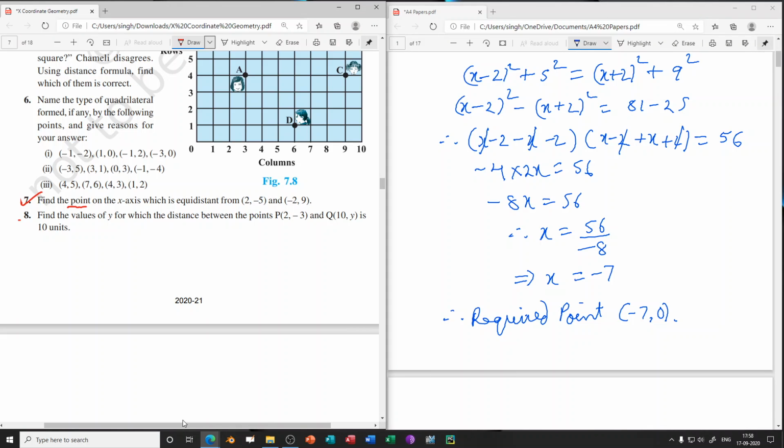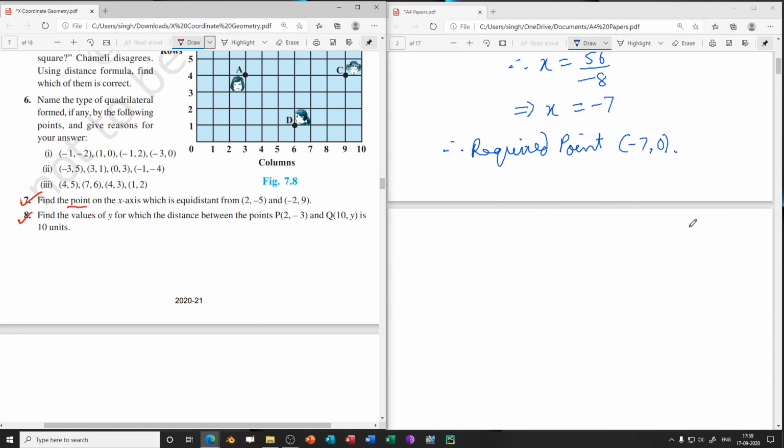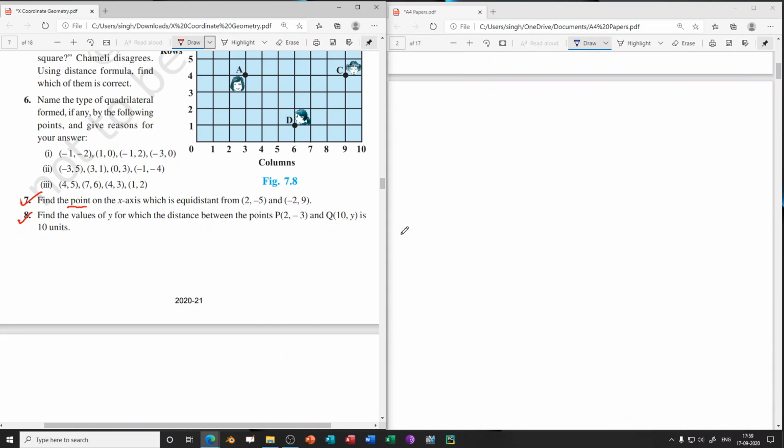Now let us do question number 8. Find the values of y for which the distance between the points P and Q is 10 units. That means PQ is 10. It's a very simple question, not difficult at all. Here the y coordinate is not given, so we have to use the distance formula and we'll get the y coordinate. So let us do this question number 8 now.